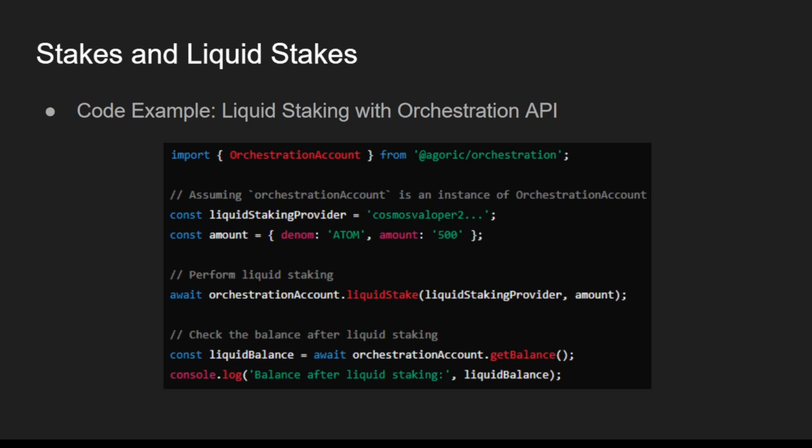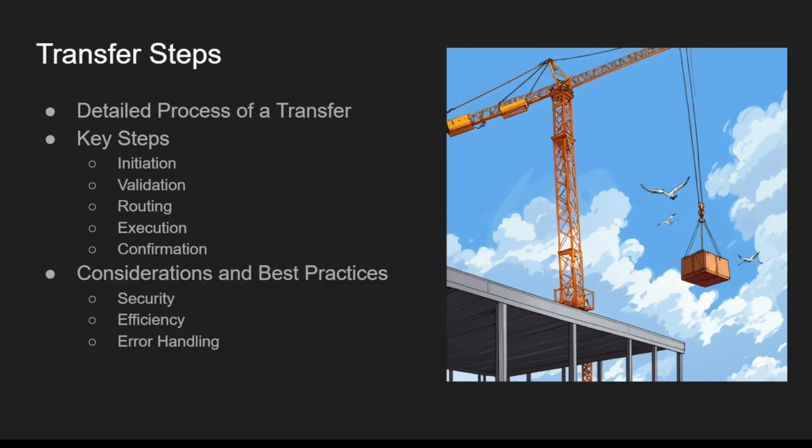In this example, the liquid stake method is used to perform liquid staking, allowing the staked tokens to remain usable for other transactions or activities. Understanding staking and liquid staking is essential for leveraging the full potential of blockchain networks and DeFi applications. In the coming slides, we'll continue to explore key concepts and methods of the Orchestration API.